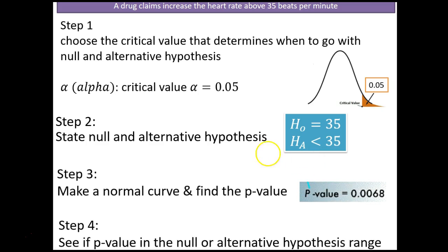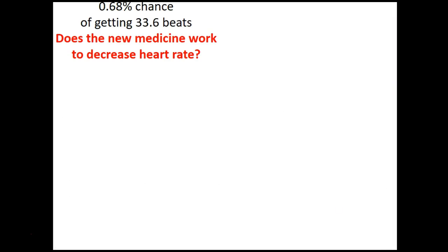Next step is we make a normal curve and find the p-value. All right, I went ahead and did this, and when I did this, I got a p-value of 0.0068. I will later go into details of how to do this again with you. But for now, that is my p-value. Now that is pretty small if you think about it. I turn that into percent. That's less than 1%. Step 4, I see if the p-value in the null or alternative hypothesis is in the range that we talked about earlier. All right. So with a p-value of less than 1%, I would actually reject the null hypothesis.